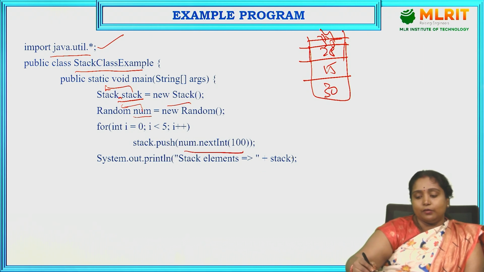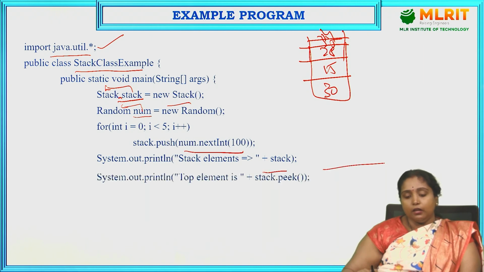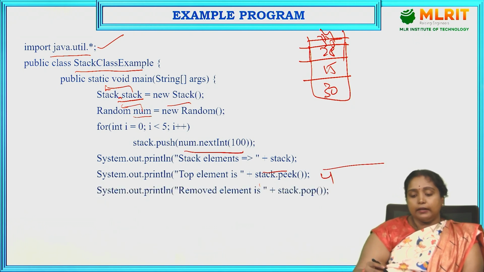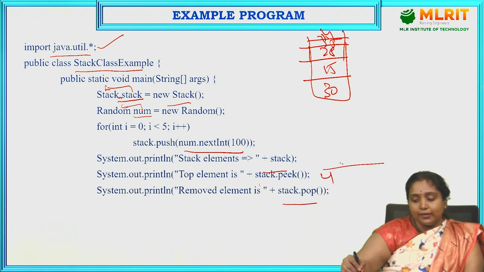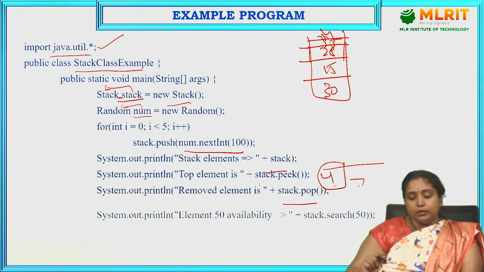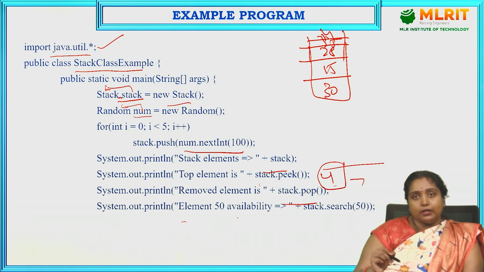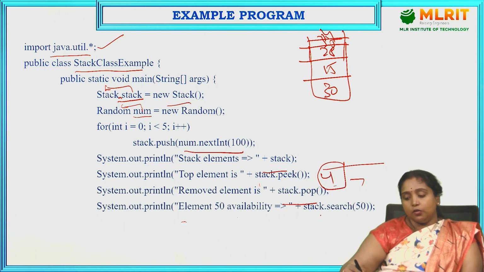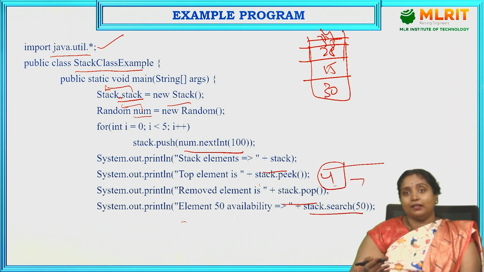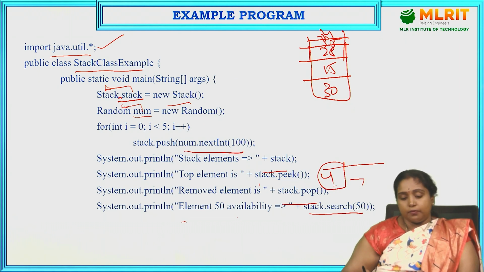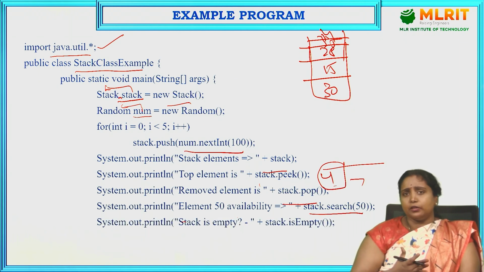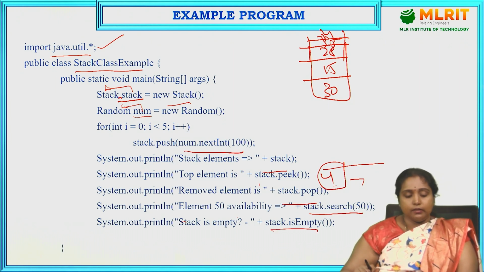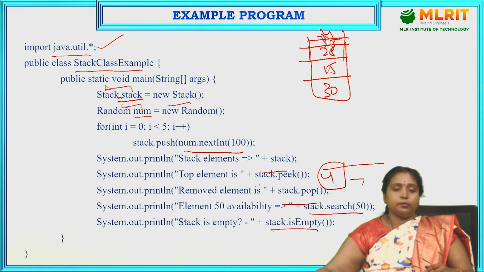Next, stack elements. What are the elements of the stack? That would be presented here. Top element. What was the top element? 4. It will return you the 4. And next, removed element. So what is at the top of the stack? That would be removed. And next, availability of 50. So I am checking whether 50 is available in that particular stack or not. As these are pseudo random numbers, you can't say whether it is present or not. If it is present, it will return you true, else it will return you false. And stack is empty. Whether it is empty or not, it will check. So this is my program.